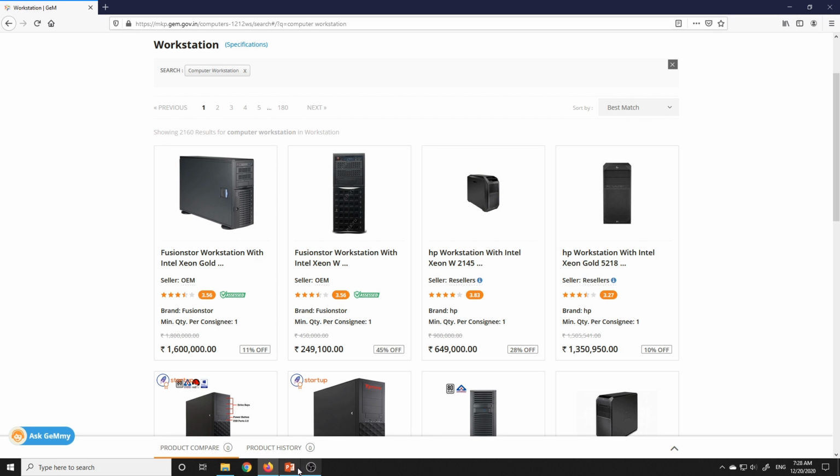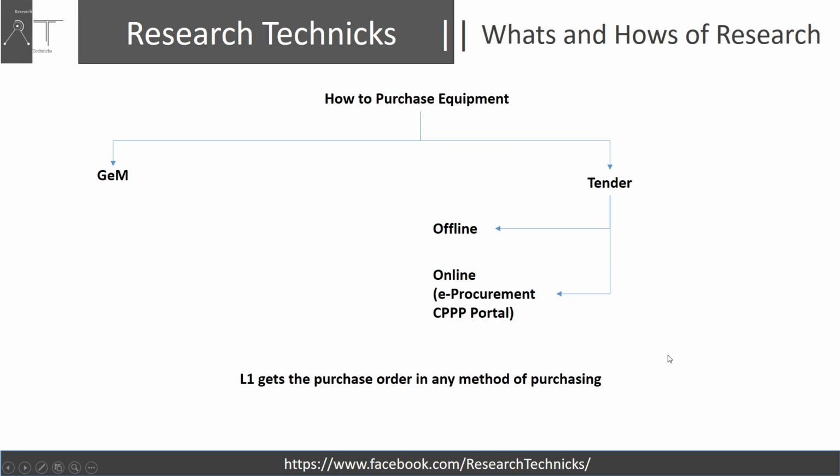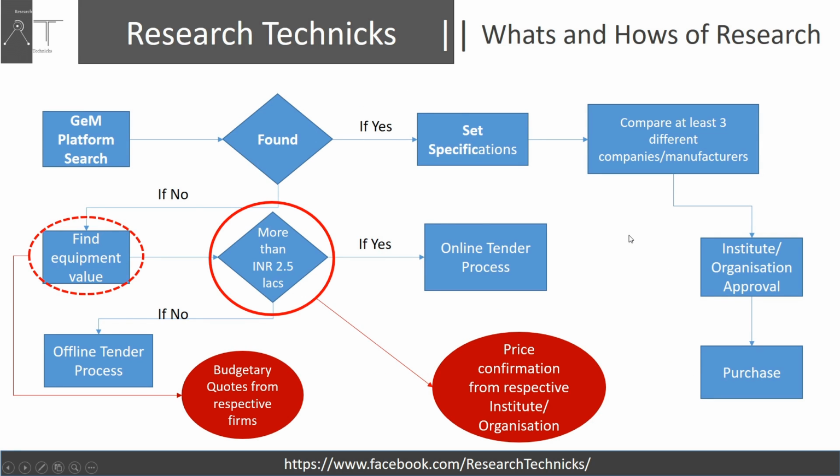Okay, so I have prepared a flow chart so that you can easily understand how the procedure works. See, first you have to search for your product, for your equipment in the GeM platform. If found, yes, you have to log in, otherwise you cannot do anything.